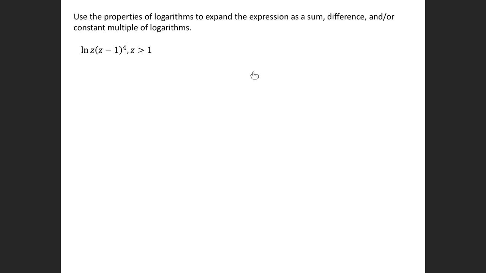Let's look at this one. It says use properties to expand the expression as a sum or difference. So notice here I started with 1 natural log, and our answer is going to be an expansion of that. So that means you're going to have multiple logs. Okay, so the first thing is we can take care of this 4. So the 4, I'm going to move to the front.